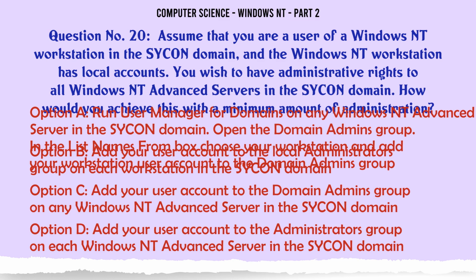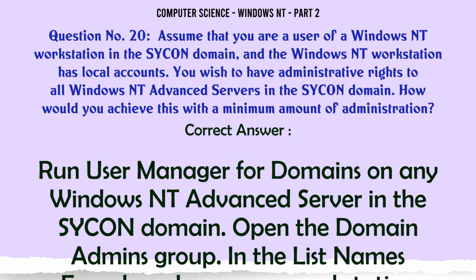B. Add your user account to the local administrators group on each workstation in the SICON domain. C. Add your user account to the Domain Admins group on any Windows NT Advanced server in the SICON domain. D. Add your user account to the Administrators group on each Windows NT Advanced server in the SICON domain. The correct answer is run User Manager for Domains on any Windows NT Advanced server in the SICON domain. Open the Domain Admins group. In the List Names From box, choose your workstation and add your workstation user account.